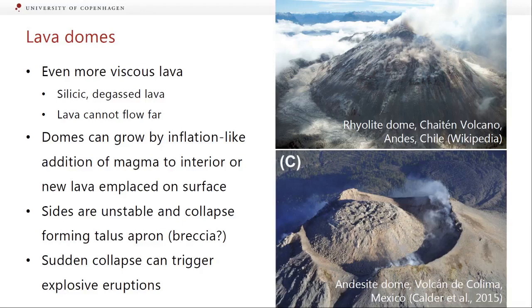Up at the top here, we've got a massive rhyolite dome in the Andes. And down here, I put this one in because this is a picture of an andesite dome, and you can see that it's absolutely covered in rubble. What's happening here is that as these domes grow, the edges and the sides are unstable, so they're continually collapsing and making what they call a talus apron. This could be a breccia or a conglomerate, some of you might be familiar with. So we can imagine that underneath this there is some fairly coherent lava dome, but the top of it is just absolutely covered in rubble.